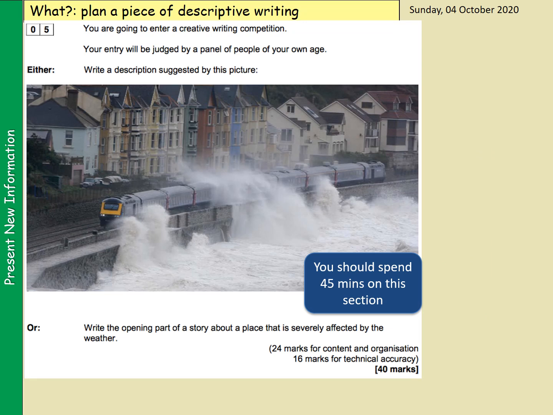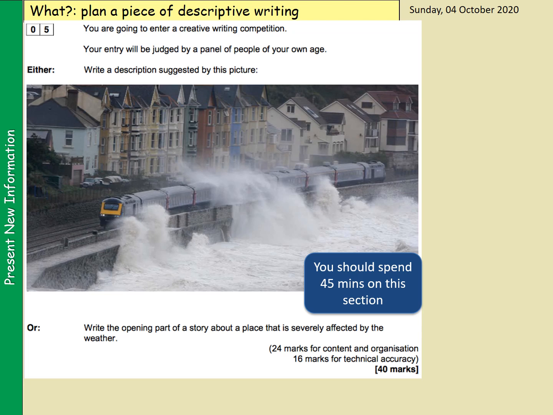Always in English language paper section B on paper 1, you will be given a picture and a choice of 2 tasks. So it'll either say write a description suggested by this picture, or write a story suggested by this picture, and then it'll give you a written task saying something like write the opening part of a story about the place that is affected by the weather.